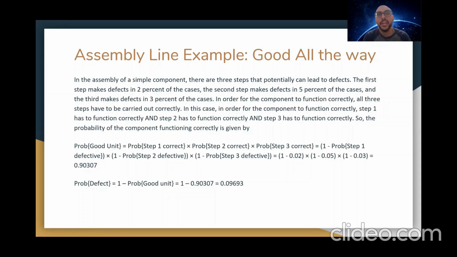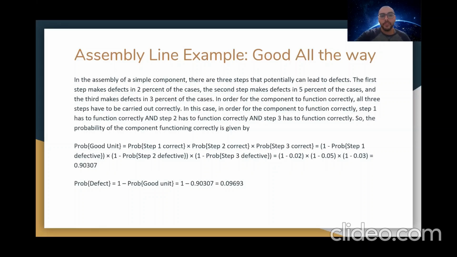Let's say it's a car manufacturer, and it has 3 steps to manufacture a car. Step 1 is to assemble the body of the car. The second step is to put the engine in the car, and the third step is to install the electronics in the car. So in order to have a good car, a good product, we will have to do good in all 3 steps. So the body of the car needs to be good, the engine needs to be good, the electronics need to be good.